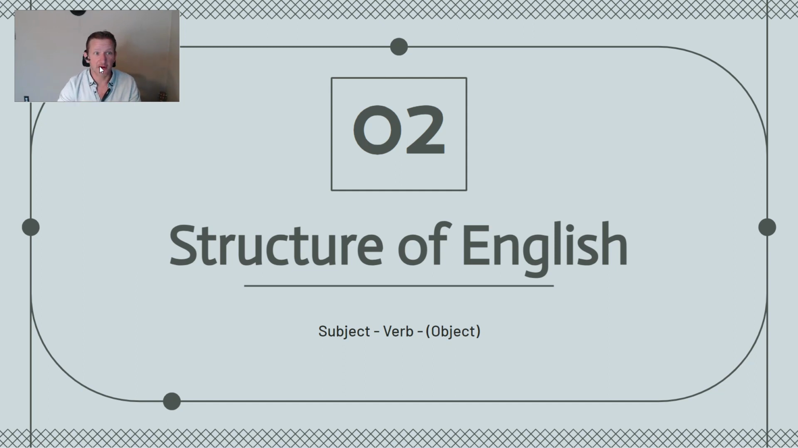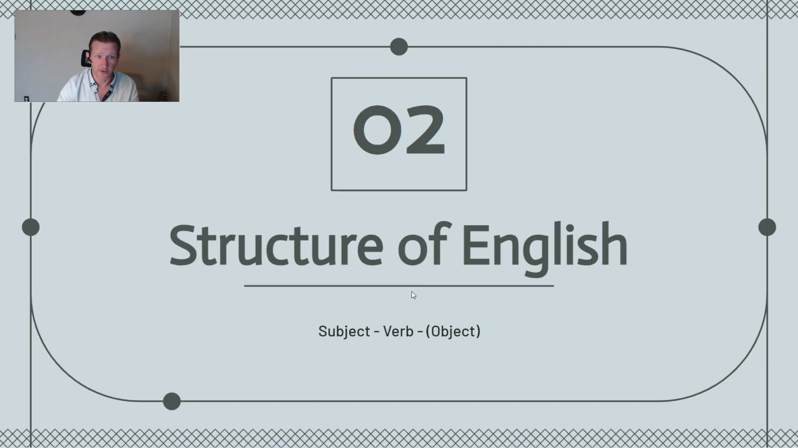And so basically all I mean is that English is a subject, verb, object language. That means first you have the subject, and then after that you have the verb, and after that you have the object. Now sometimes you have an object and sometimes you don't. But the point is it goes in that order: subject, verb, object.